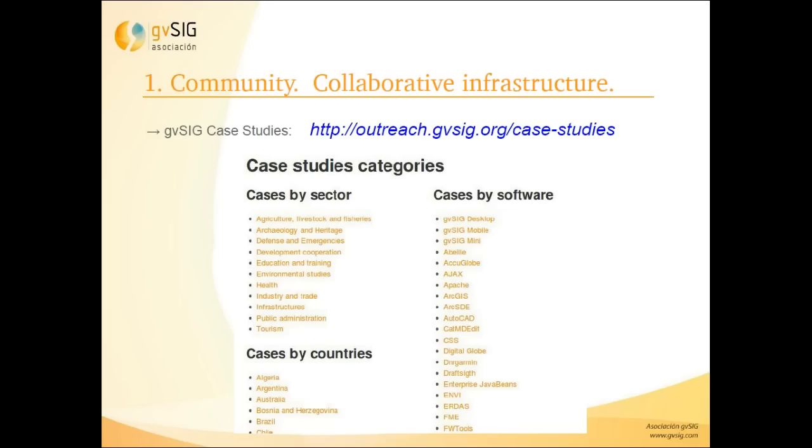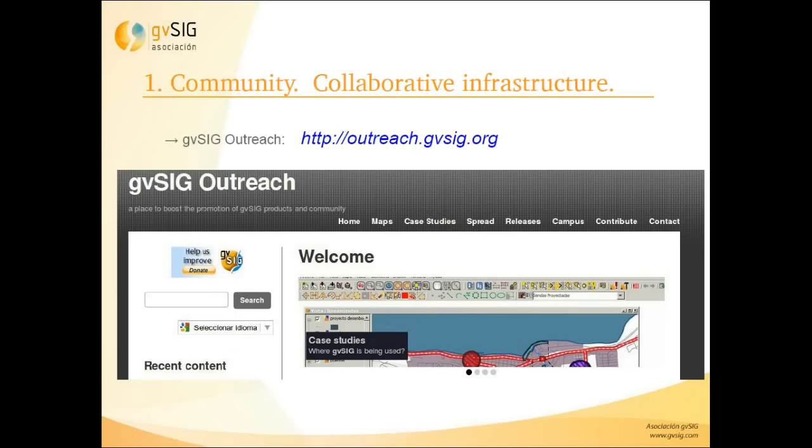Okay. Then we have some filters in order to find groups, big groups of use cases. For example, by sector, by GIS sector, or by countries, or by the software that is used for each one. The web page of case studies is part of a bigger one that is called gvSIG Outreach, where you can find a lot of things.